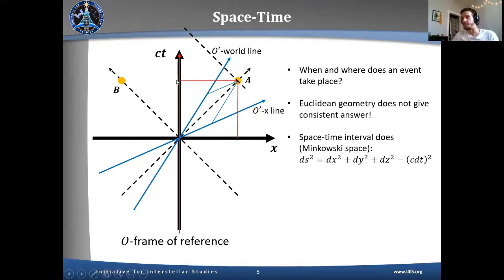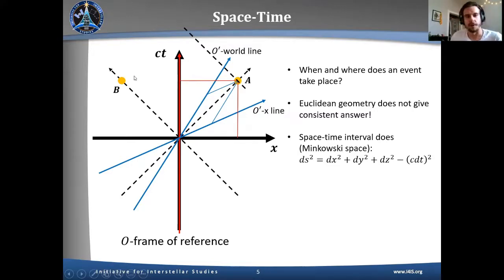That's what he would predict. But looking at the person that's moving, he would say, well, the moving person actually would see it at this time here, at this place. And you can see that this distance and this distance, or this time and this time, are not the same. So the two observers, because they're moving relative to each other, would come to different conclusions.